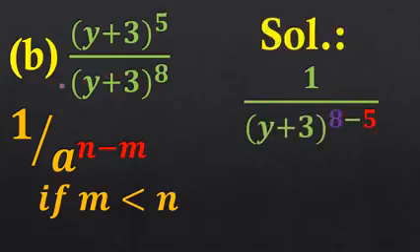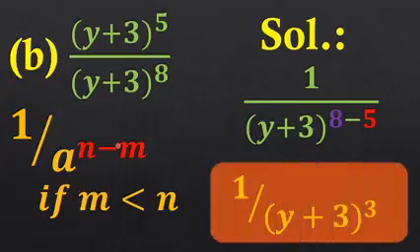Solution, we have 1 over our base, which is y plus 3. Then we will subtract the exponent. So we have 8 minus 5, or that is n minus m. Then simplify. The answer is 1 over cube of y plus 3. And this is the answer.